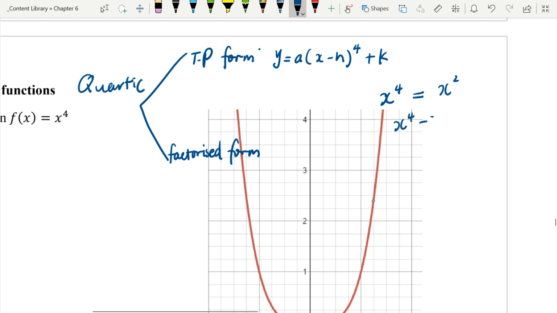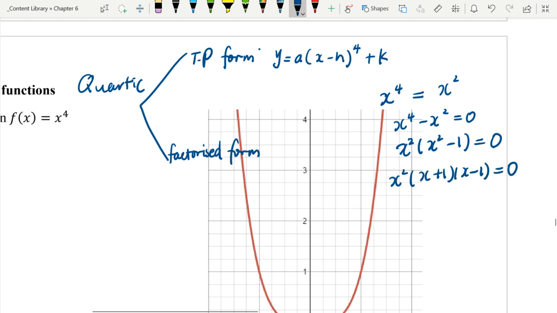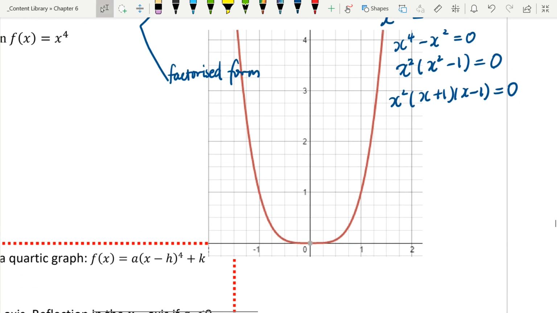Yeah, how to solve: x to the power 4 minus x to the power 2 equals to 0, and factorize x to the power 2 and x squared minus 1. And you can further factorize that by x plus 1 and x minus 1 and equals to 0. So how many points do you have? 3. So what are they? 0, 0. What else? 1, 1, right? And minus 1, 1. So there's 3 points of intersection.